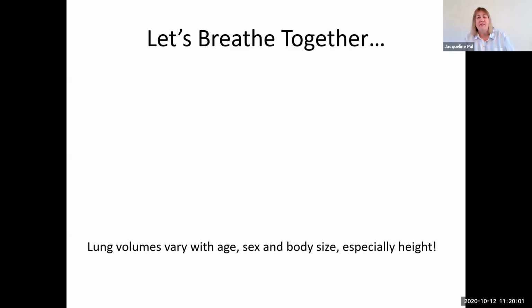But you have to realize that the volume of somebody like LeBron James is going to be totally different than the volumes of somebody like Simone Biles. They're totally different sizes and sexes. And height is a really big determinator for these different lung volumes. So there's all kinds of tables of what is normal, and we're not going to bother learning any specific details, we're just going to keep it very generalized and give average numbers. So let's get started.